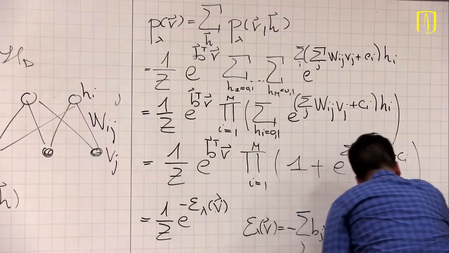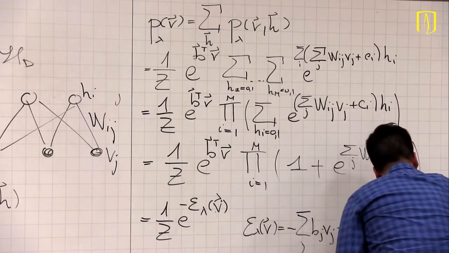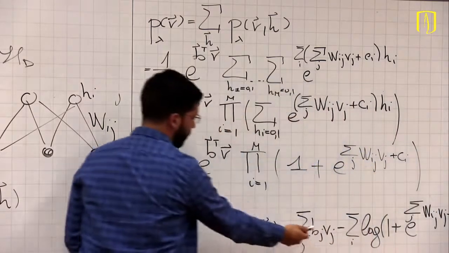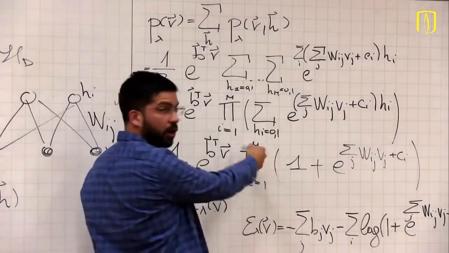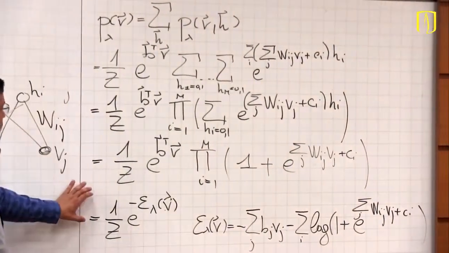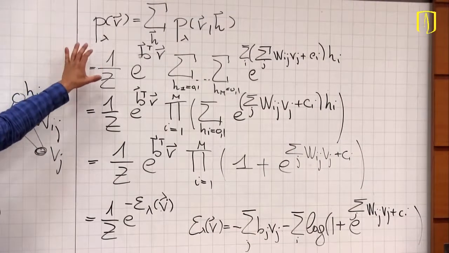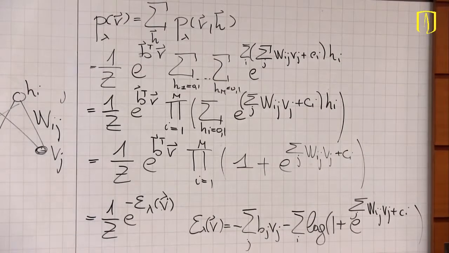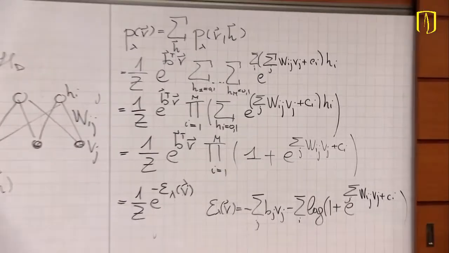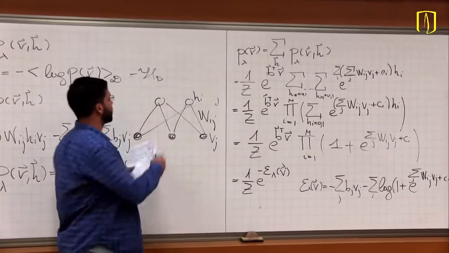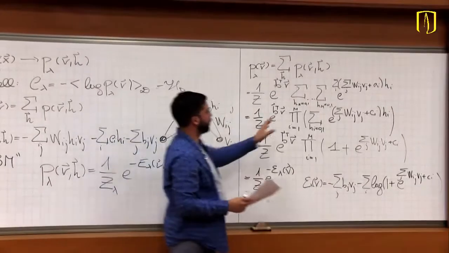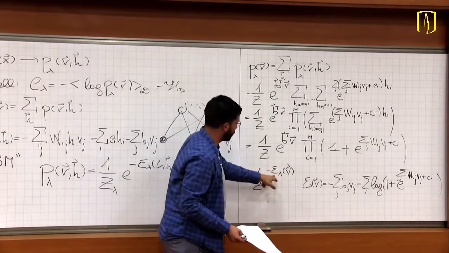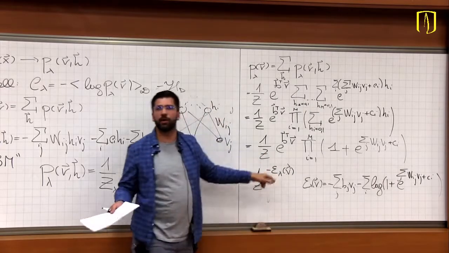Log. Okay, so I just rewrote this as an exponential, so I just took a log here. And so the point is that essentially after doing this trace, what you're left with is, again, a Boltzmann distribution. So you started with the Boltzmann distribution in V and H, and you did this trace, and because there are no connections here, you can factorize your hidden contribution, then you can do this sum, and what you end up with is a new Ising model, if you want.